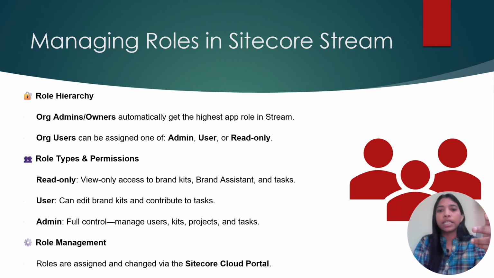In the user access, they can edit the brand kit and they can contribute to the task and they can clarify the requirement, comment on the task, upload images. So all these are possible with the help of user access. And now the admin access, that means the full control: create and manage the project, adding new team members and assigning tasks to them and manage other users. So the full permission, full control is possible in the admin access. So the role configuration, we can configure the roles through the Sitecore cloud portal.